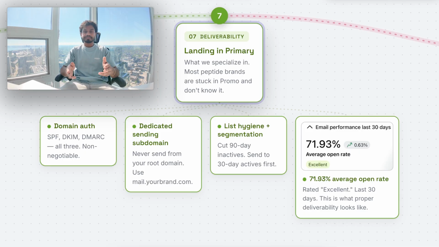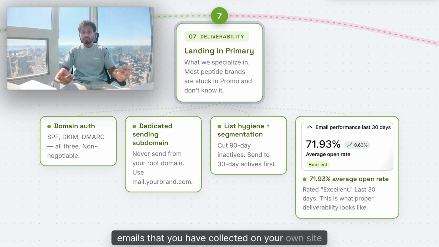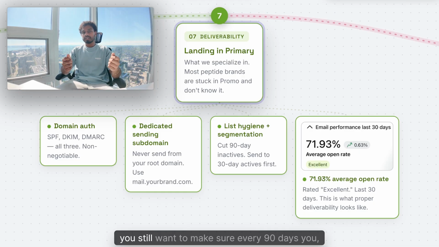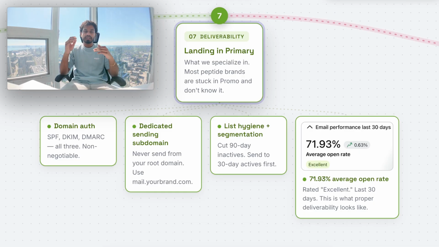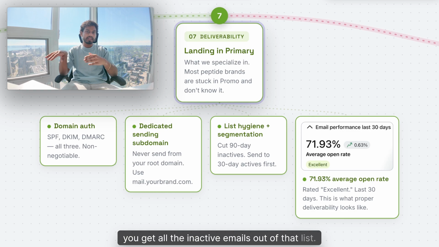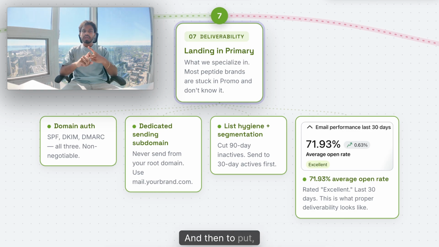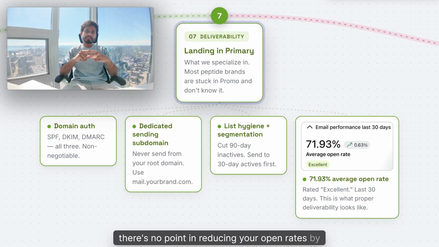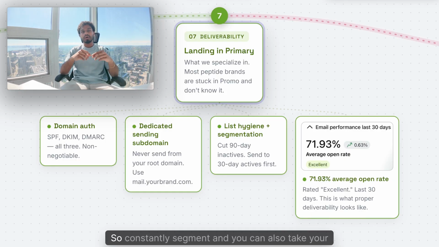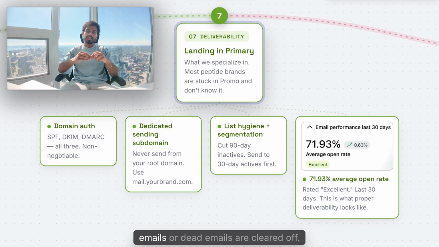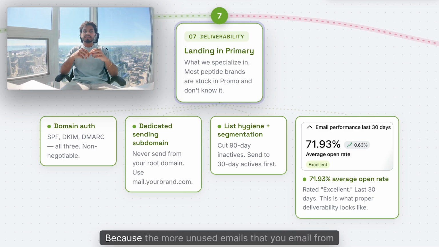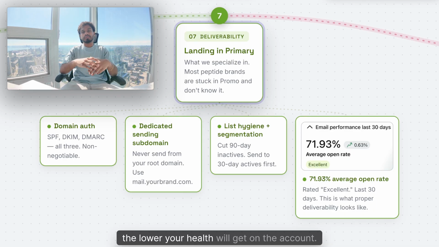And even with emails that you have collected on your own site with full consent, you still want to make sure every 90 days you get all the inactive emails out of that list. There's no point in, one, paying for that email to be on your account, and then two, there's no point in reducing your open rates by sending to someone that's not interested. So constantly segment, and you can also take your email list and put it through something like a bounce checker to make sure that any unused emails or dead emails are cleared off, because the more unused emails that you email from your account, the lower your health will get on the account.